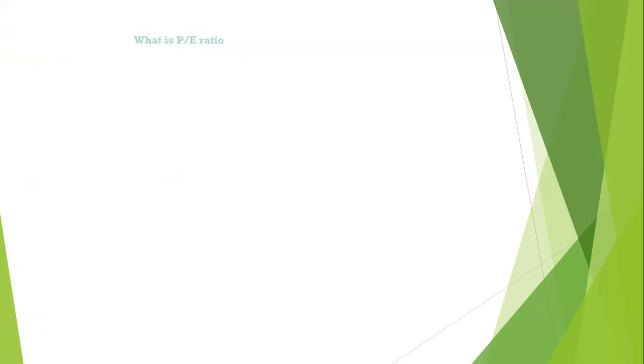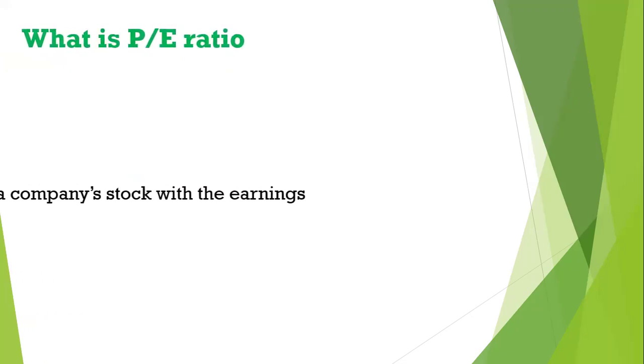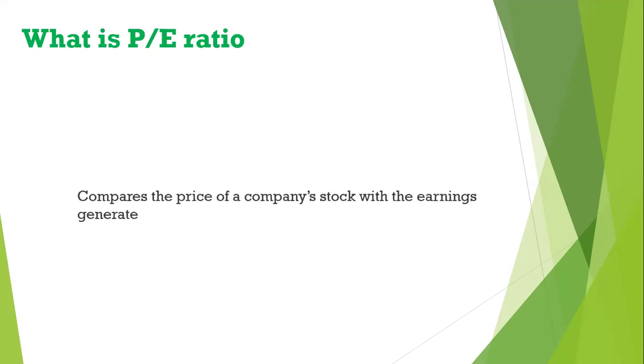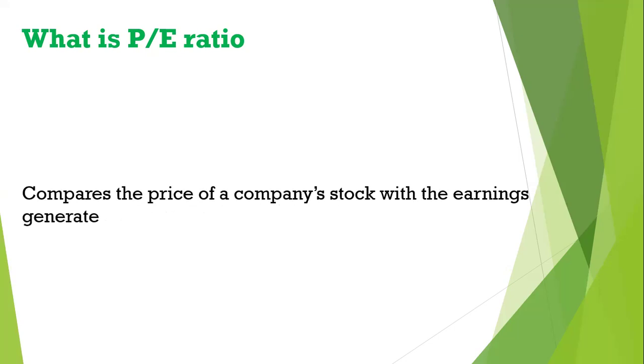The PE ratio is when you compare the price of the stock with the earnings that the company generates, and then you get the PE ratio. And this PE ratio is good for you to predict if this company will have future growth based on the current earnings. You also have the forward PE ratio, which is what will predict the future. So it compares the price of the company's stocks with the earnings generated.